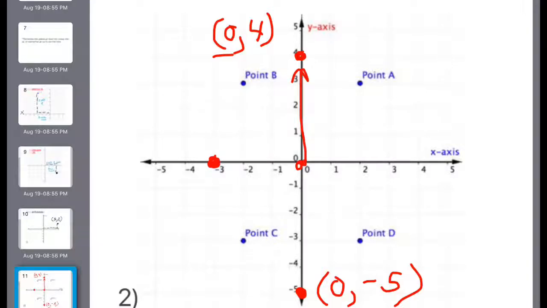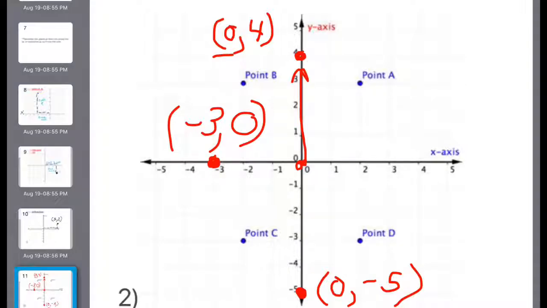So if you're on the y-axis, x is 0. But if you're on the x-axis, y is 0. This time we go left, but we don't go up or down. We go to the left, -3, but we don't go up or down. So my y is 0. All points on your x-axis have 0 for the value for y.